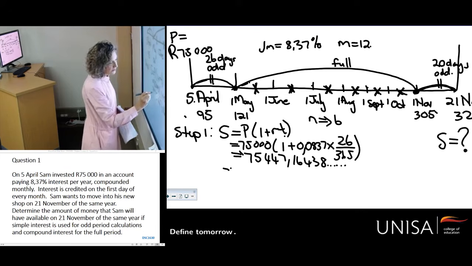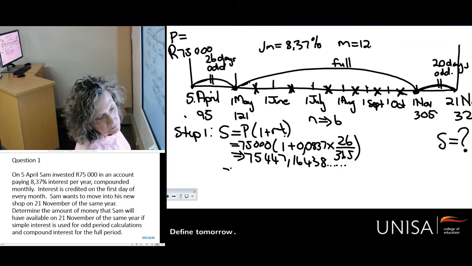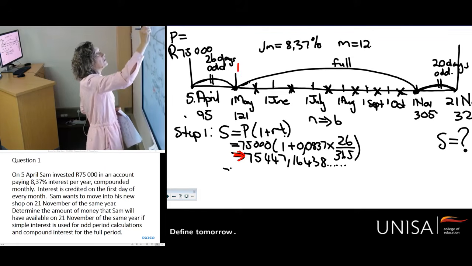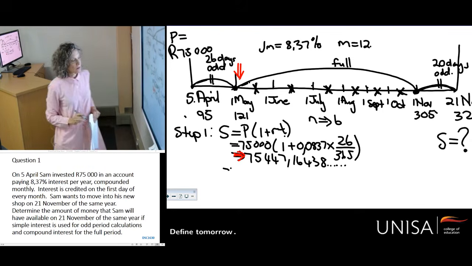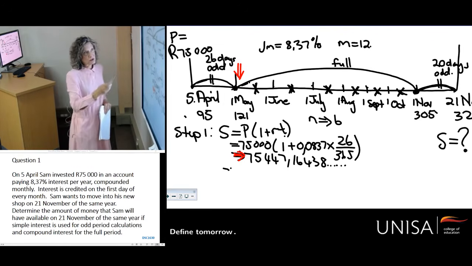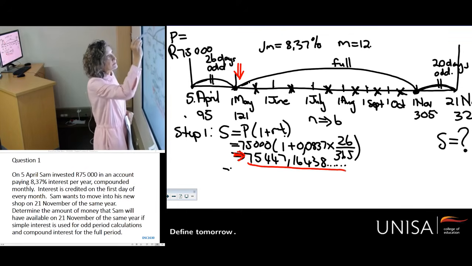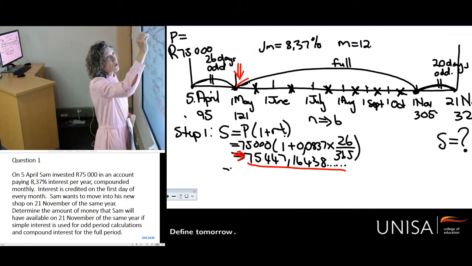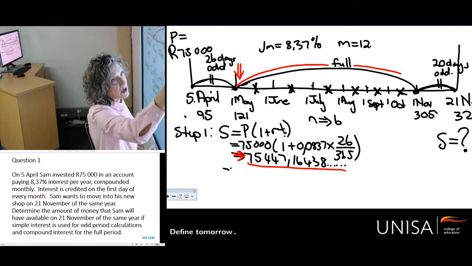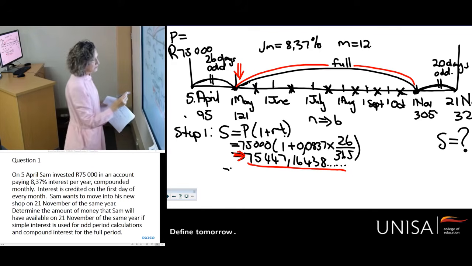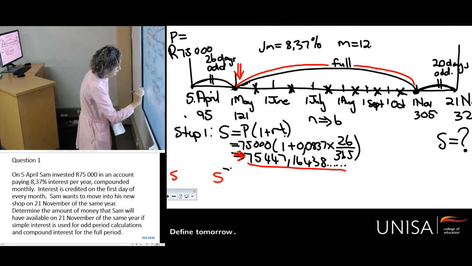So this value here is the value then here. Right. Now what we are going to do next is we're going to take this value that we've got in red that we've just calculated, and that becomes the present value for our next calculation up to there. But now we must use compound interest. So we write down step 2.